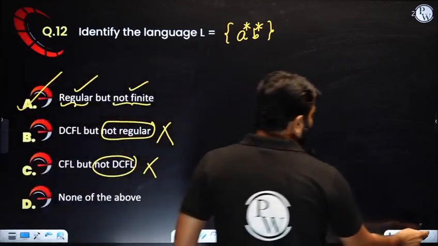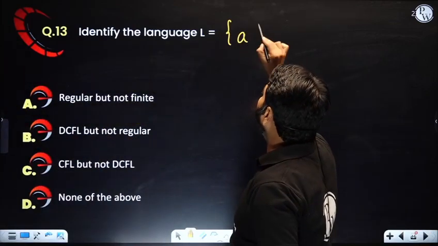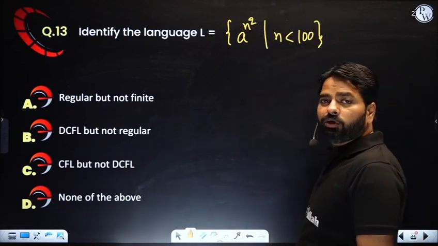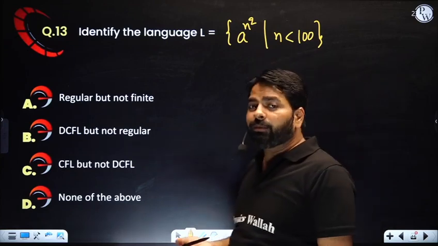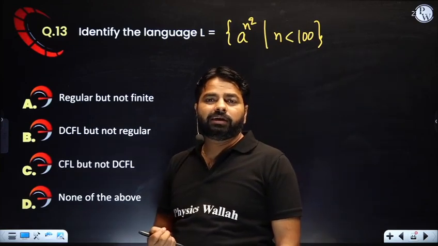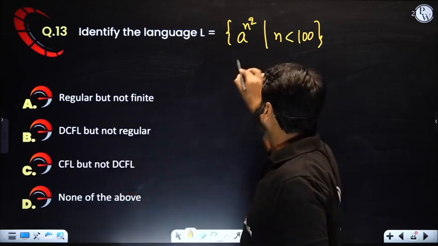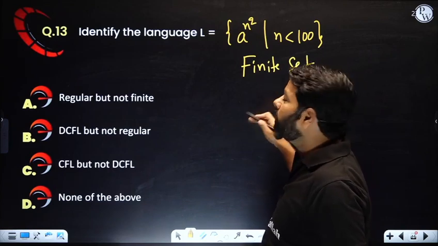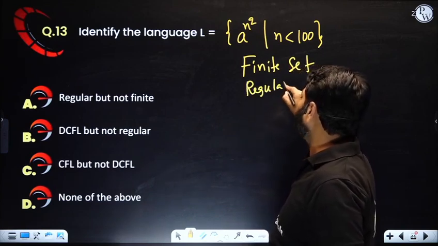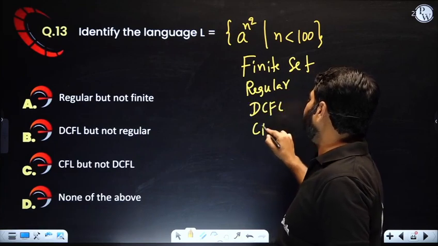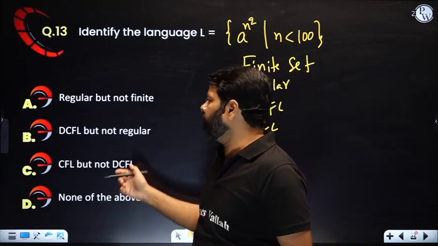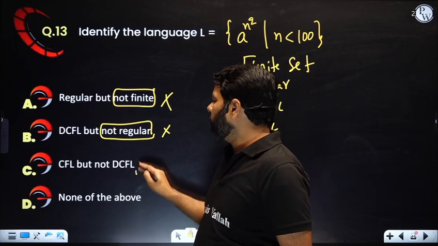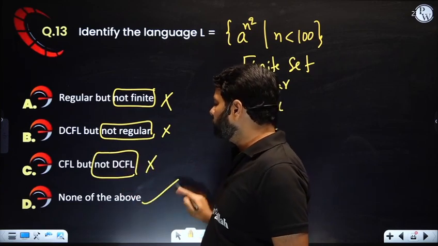But also remember one more point. When you have something like a power n square such that n less than 100, this is going to be a finite language. Well, a language over one symbol, it is fine, but don't look at that. It is not an infinite language, right? When it is a finite language, we don't look at one symbol or two symbols. It's a finite set, so it has to be regular. It has to be DCFL and CFL and so on. But here, you're saying not finite, so wrong. You're saying not regular, so wrong. You're saying not DCFL, wrong. That's why we'll choose none of this.